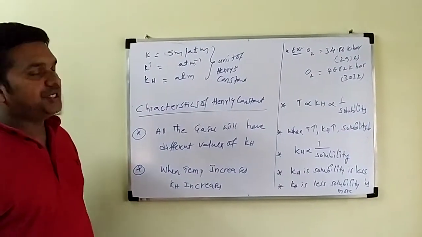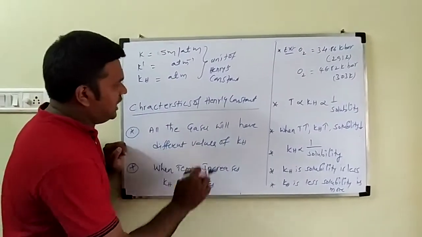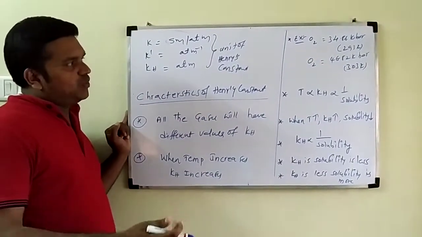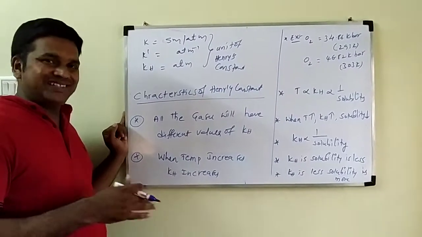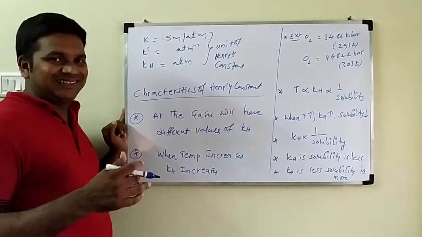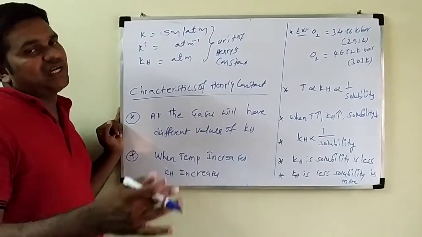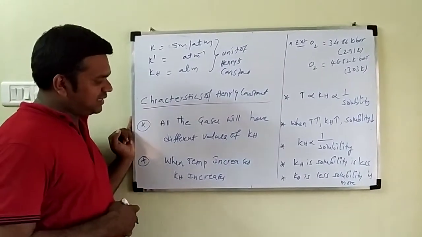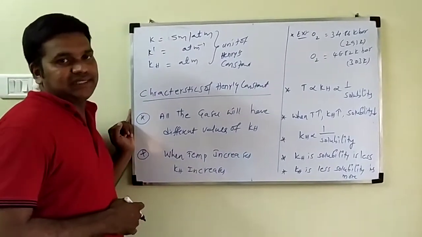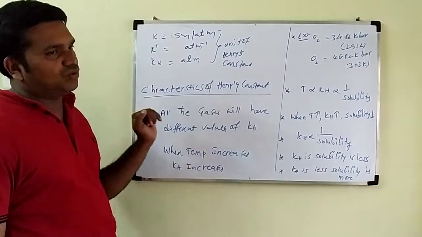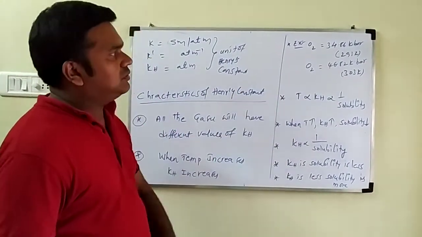See the first one here: all the gases have different values of KH. If we take different gases like O2, CO2, HCl and N2, the values of KH are different for different gases. See the next point: when the temperature increases, KH increases. Let us see the example.